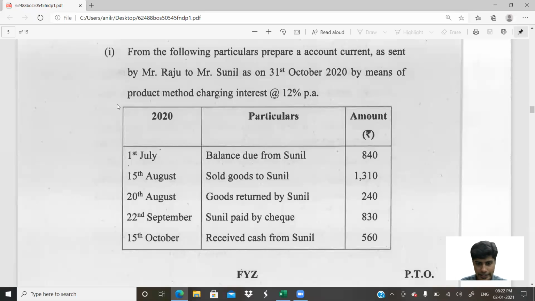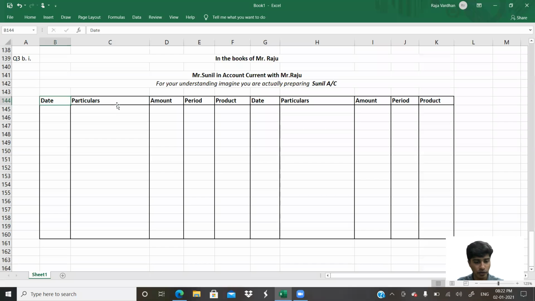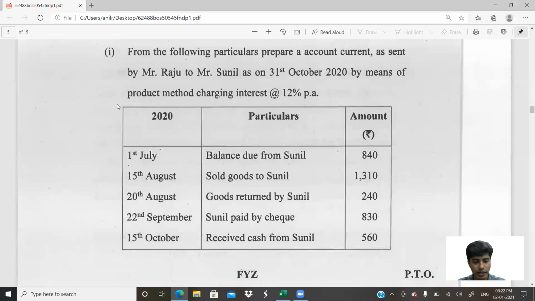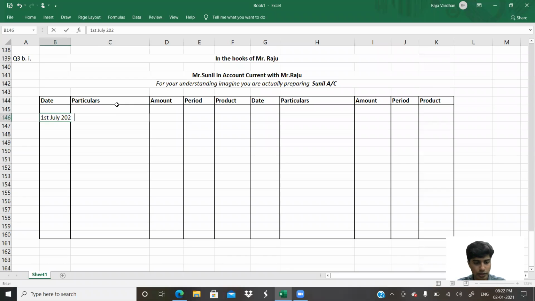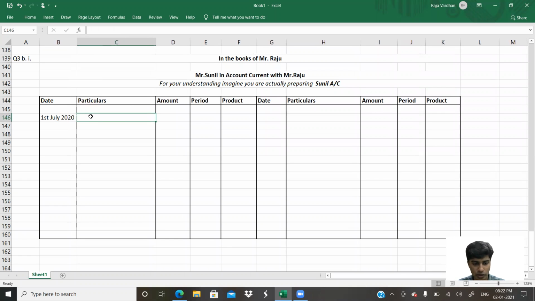Product method. Then balance due from Sunil 840. So from Sunil, we are supposed to receive. So it's an asset. I would write on my debit side. So I will write here 1st of July. So 1st July, what date? 2020. 1st July 2020. To balance brought up.